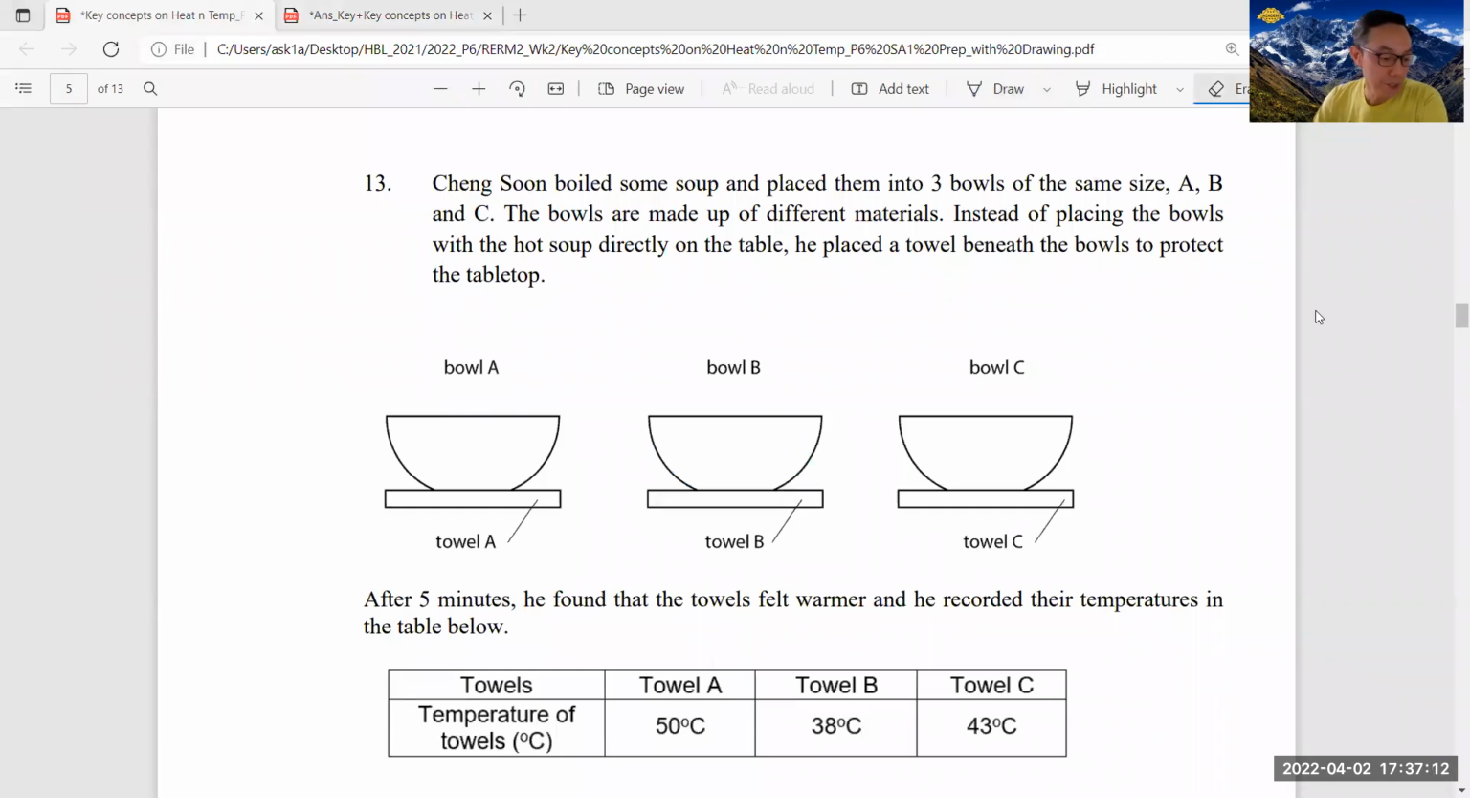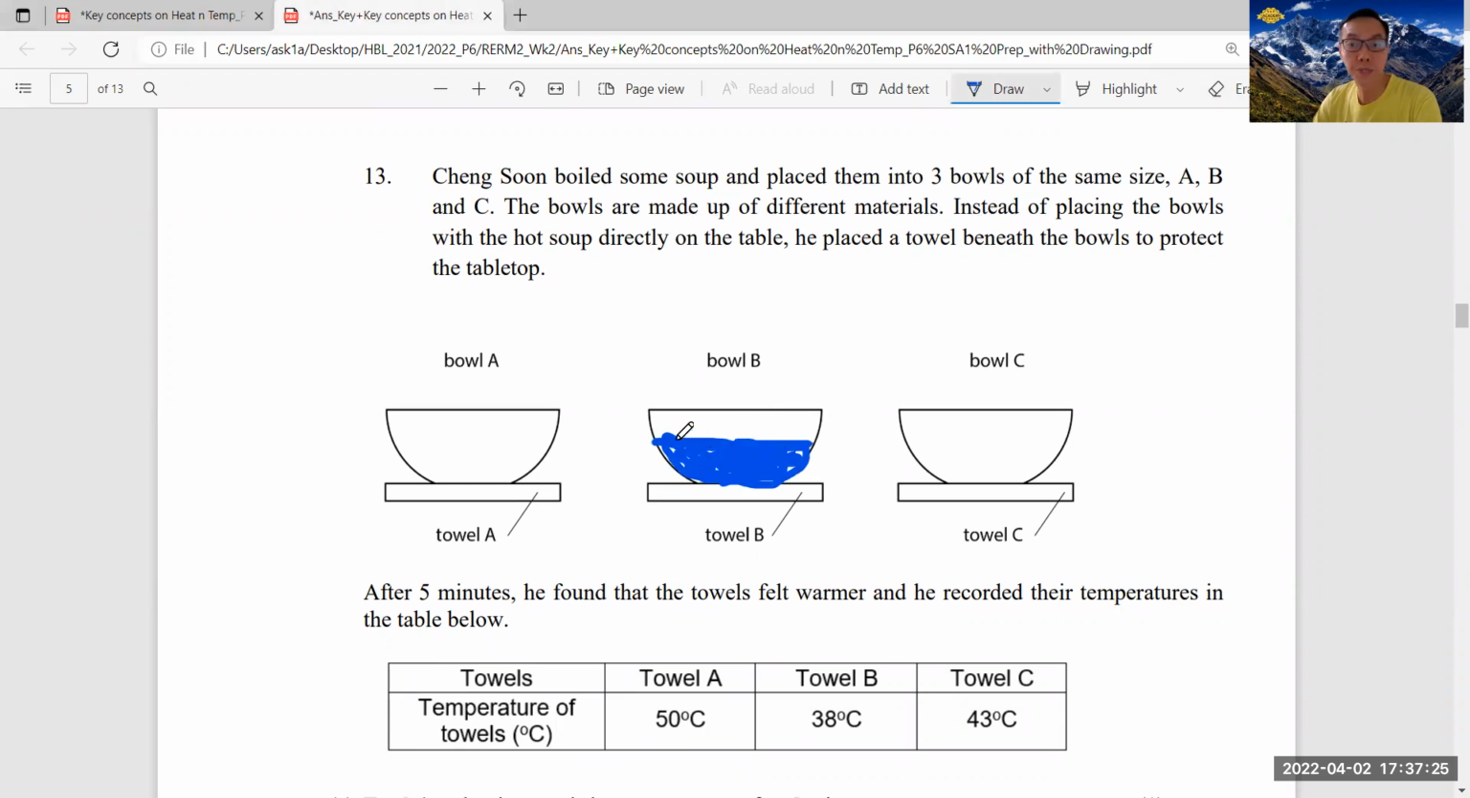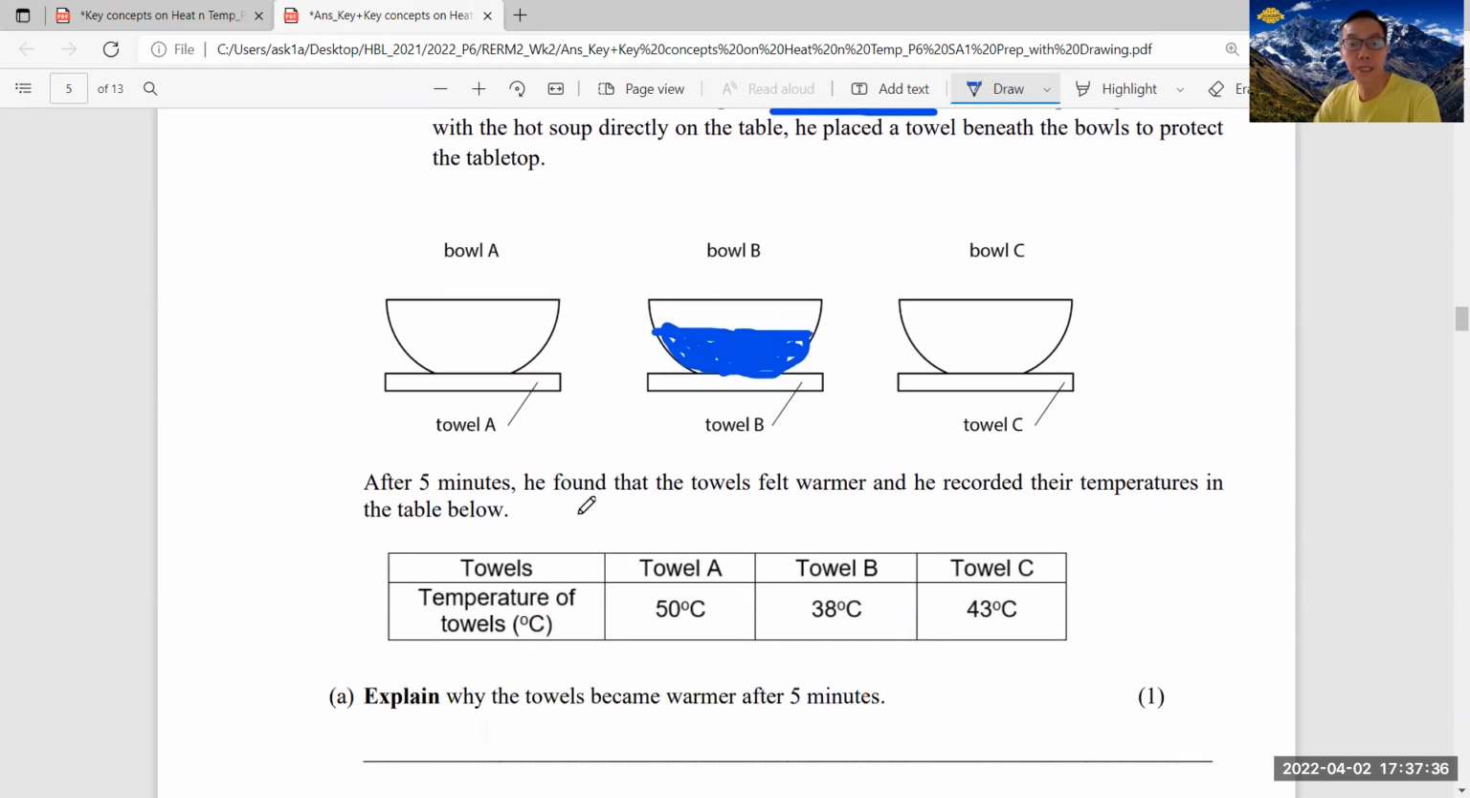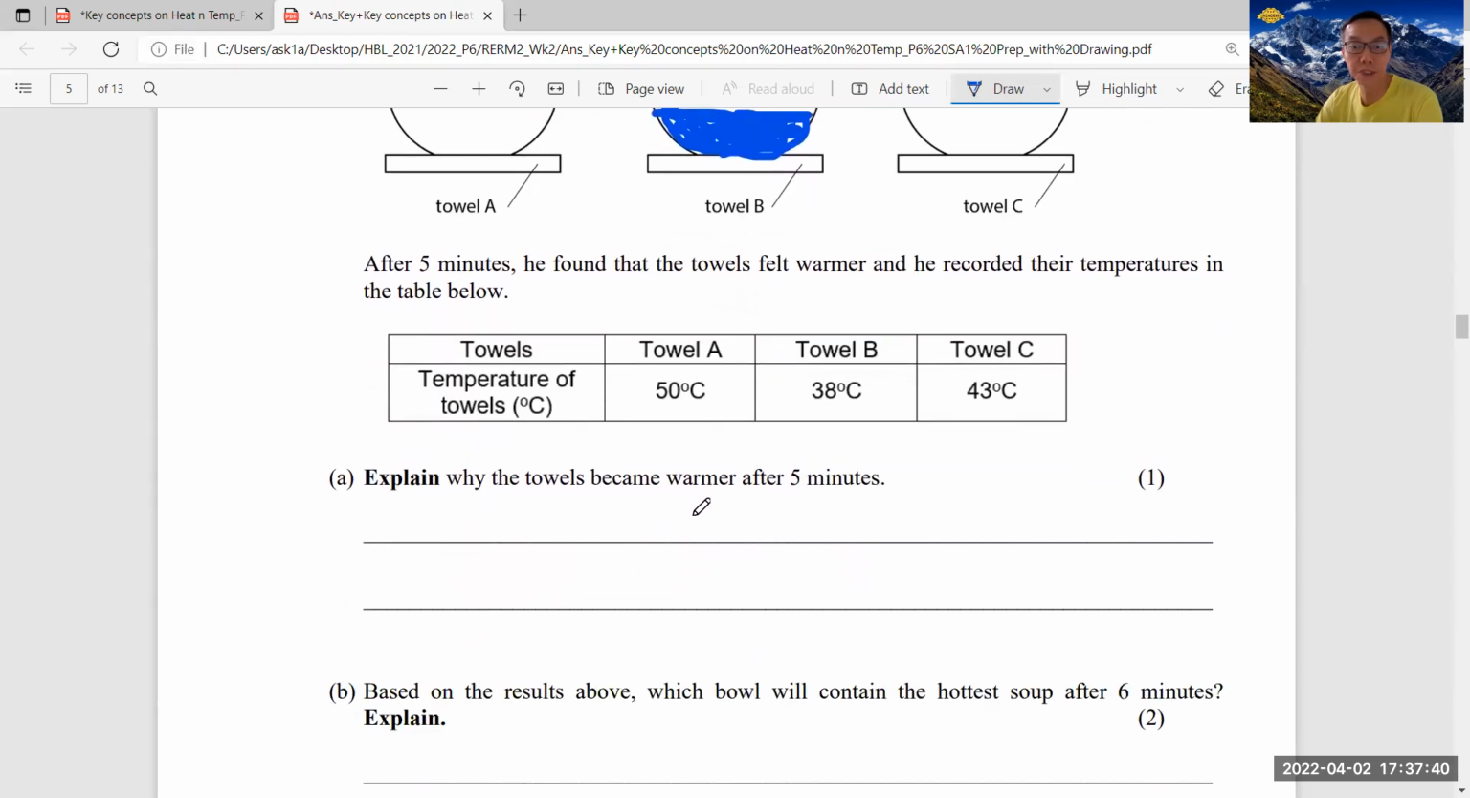Okay, let us examine this question. It says that Cheng Sun bought some soup and placed it in 3 bowls of the same size, A, B, C. They are made of different materials. So I would like you to annotate this one: different material, same size. Here you can see after 5 minutes, he found the towel felt warmer and recorded the temperature. So explain why the towel became warmer.